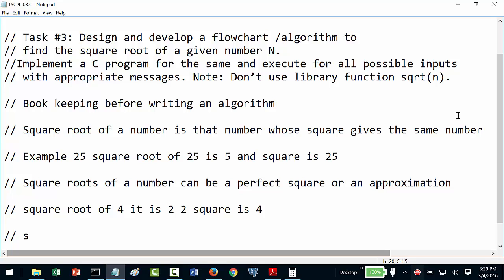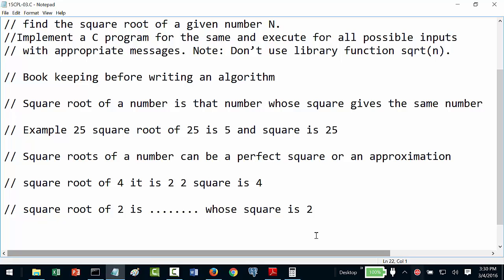But we will have issues when it is not a perfect square. Now suppose the square root of 2 is something dash dash dash dash whose square is 2. So this is where our logic comes in. We have to approximate and see how we get the square root of 2.